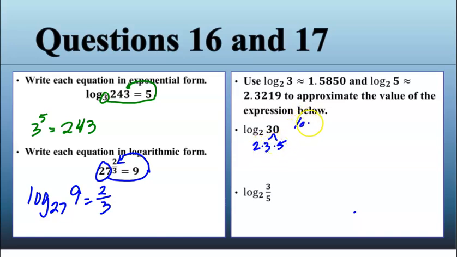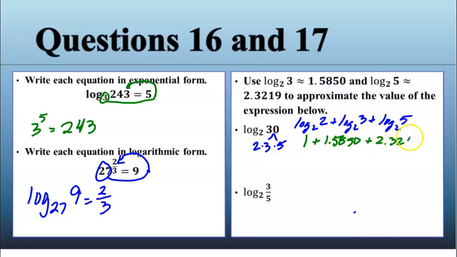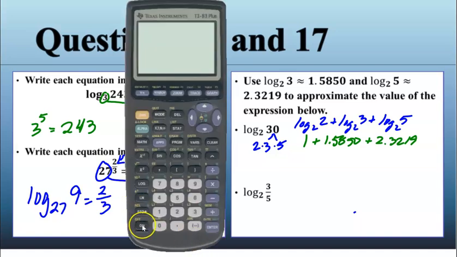So I'm going to have log base 2 of 2 plus log base 2 of 3 plus log base 2 of 5. Now I'm adding it because if I expand a logarithm, I expand it with addition. Now log base 2 of 2 is just 1, plus log base 2 of 3 is 1.5850, plus log base 2 of 5 is 2.3219.